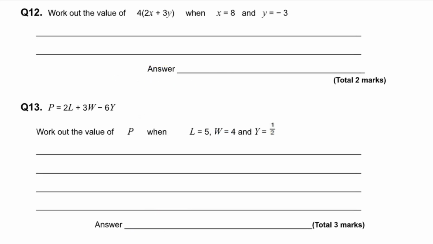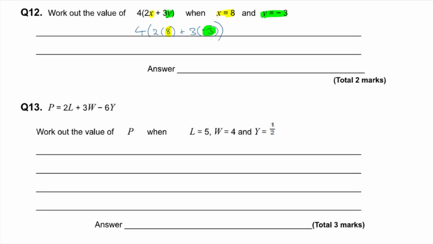Question 12, work out the value of 4 lots of 2x plus 3y when x is 8 and y is minus 3. Okay, so we're going to replace x is 8 here, and we're going to replace y is minus 3 in here. Okay, so just writing out everything as it is without working anything out. 2 lots of 8 plus 3 lots of minus 3. Now I do recommend you just do this, what I'm doing here, just replacing the letters with the numbers. This is a 2-mark question. That's the first mark in the bag. Just replacing the letters with the values before you do any calculation, because if you make a mess of the calculation now, at least you've got one of the 2 marks.